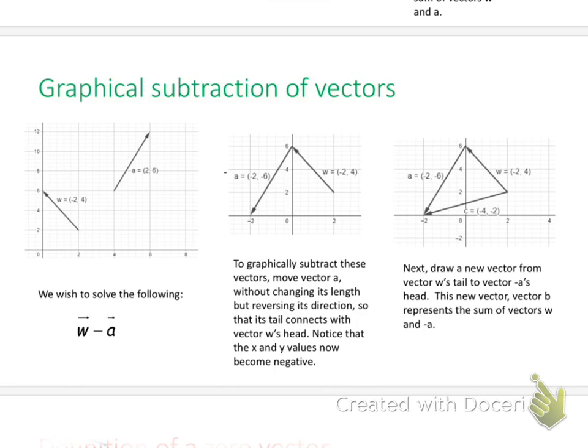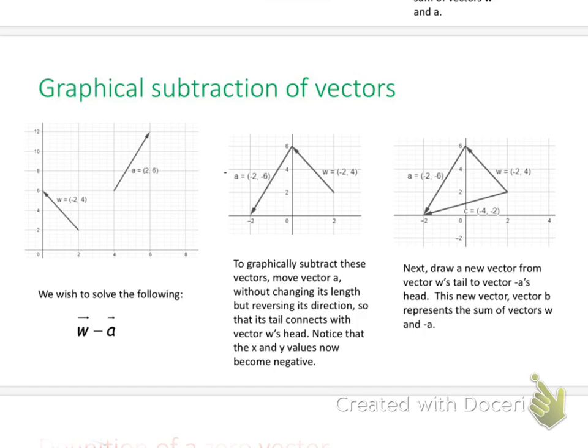Okay, so we're going to start off with the same two vectors, vector w and vector a. And this time, I'm going to start out with W, and I'm going to subtract A away. So once again, I'm going to keep W stationary. Now, I see that the X and Y values of A are 2 and 6. But since I'm subtracting, I am going to go the opposite direction.